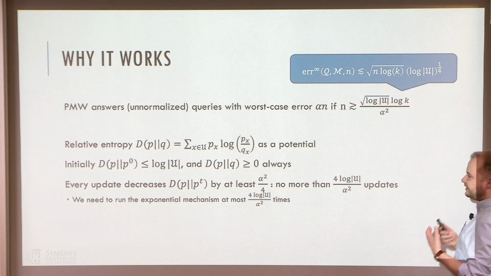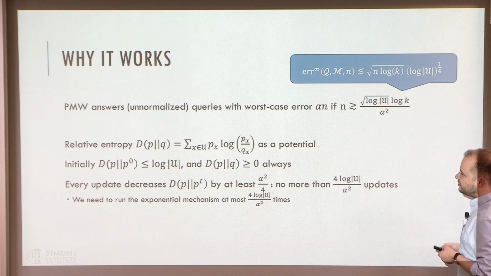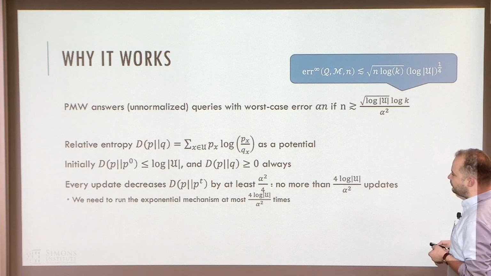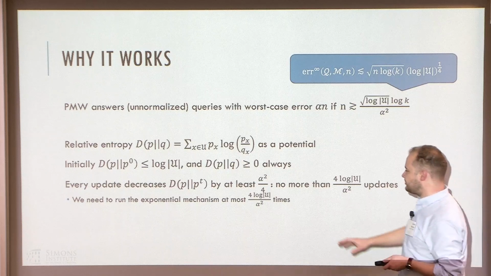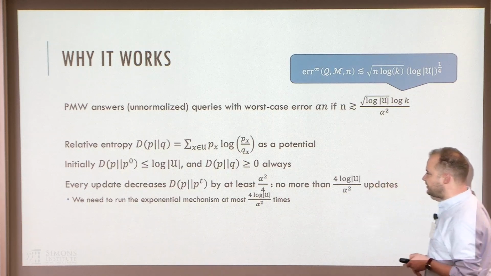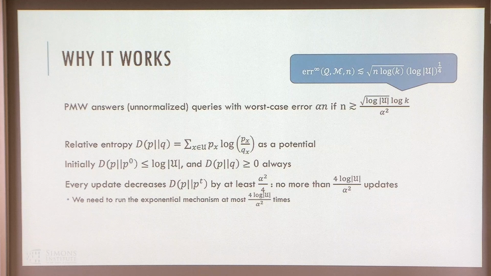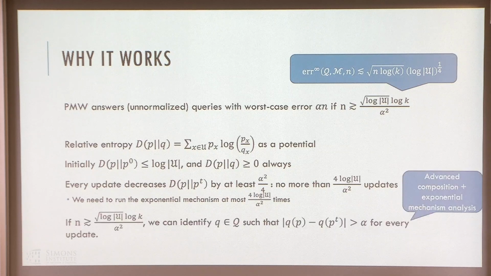And we can show that every update, with the update we chose, decreases the relative entropy by at least alpha squared over 4. So you can do at most this many updates. So this is a bound on the number of times we need to run the exponential mechanism. And this is really the only way we're touching the data, is running the exponential mechanism.